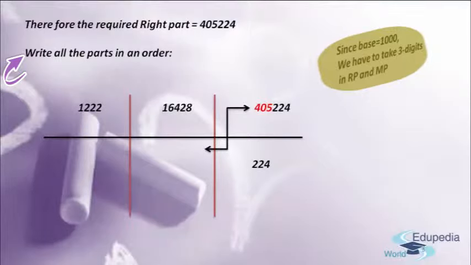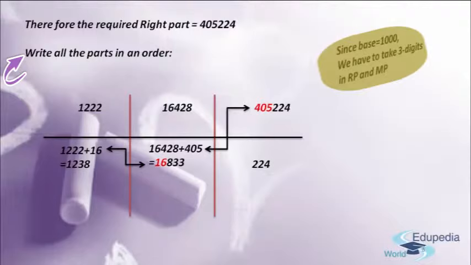So by taking this 405 and adding to 16,428, we get 16,833 as the sum. Again, if we observe this sum, it is a 5-digit number. So therefore, we have to take only the last 3 digits, that is 833 in our answer. And the remaining number 16 should be taken as carry on to the next part, that is to the left part, and we have to add to it. So by taking this 16 and by adding to 1222, we get 1238.